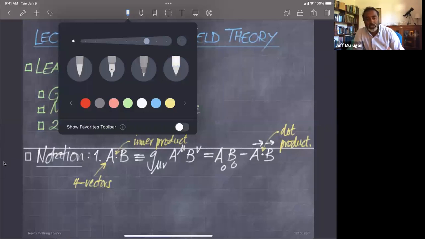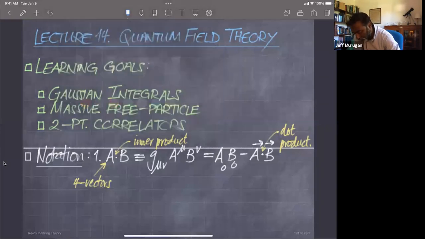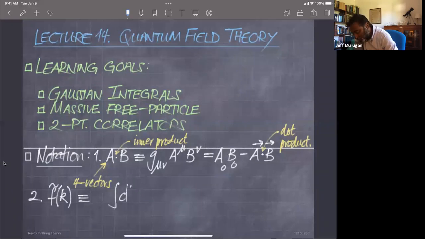The second bit of notation has to do with how we define Fourier transforms. So this is point 2, Fourier transform. I'm going to define the Fourier transform in 4 dimensions as follows. Given a function f(x), I'm going to define its Fourier transform f̃(k), and f̃(k) is going to be defined as the integral over 4-dimensional space-time of f(x) e^{+ikx}.